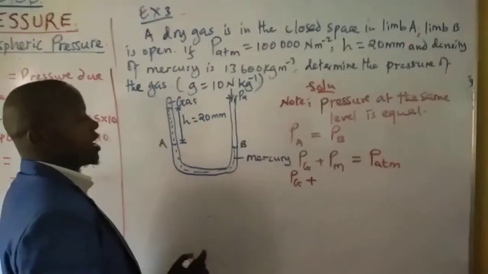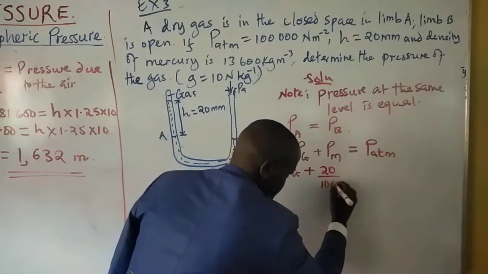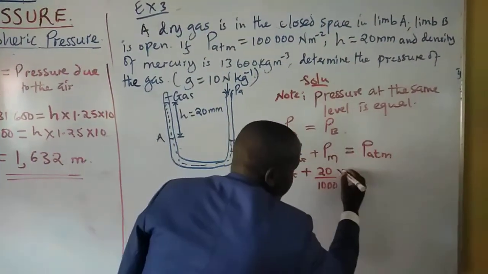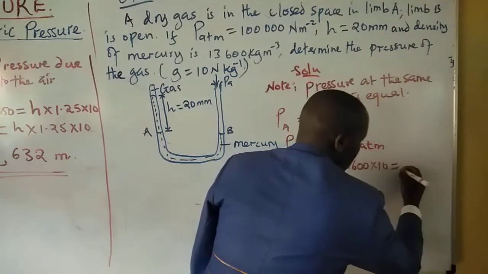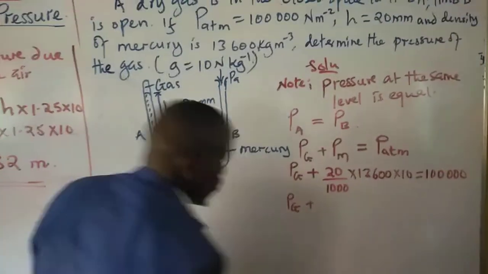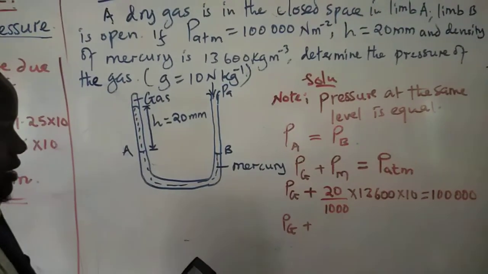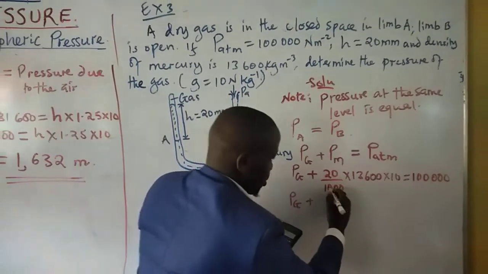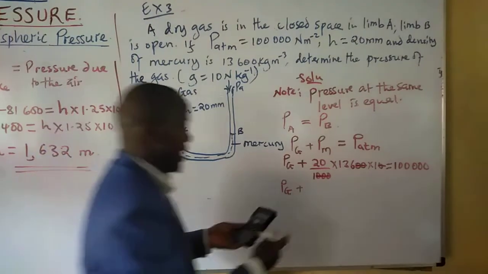But the pressure of the mercury can be gotten by the formula h rho g, and the height is 20 millimeters. Therefore, we divide by 1,000 to change the millimeters to meters, times the density of mercury, 13,600, times 10, which is g. This will be equal to atmospheric pressure, which is 100,000. Therefore, for the pressure due to the gas, we multiply 20 times 13,600, and the three zeros can cancel, so it will be 20 by 13.6.